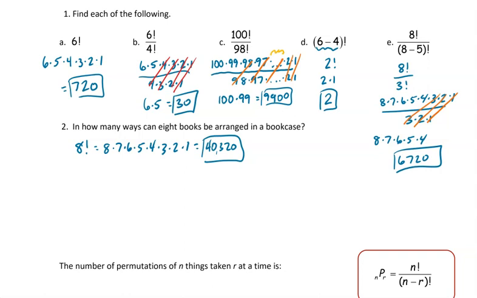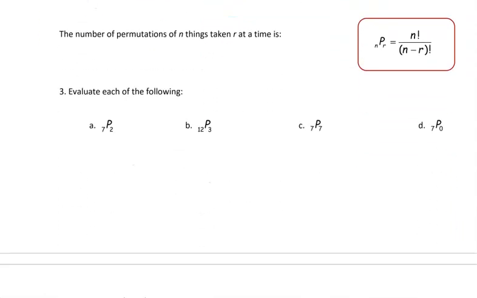All right, now the reason that was just 8 factorial is because it was 8 books and we're arranging all of them. But what if we had 8 books, but only, say, 4 of them would actually fit on the shelf? So now, not only do we have to arrange the 4 books on the shelf, but we also have to pick which ones we're going to put on the shelf in the first place.